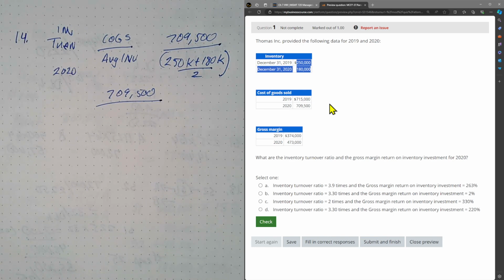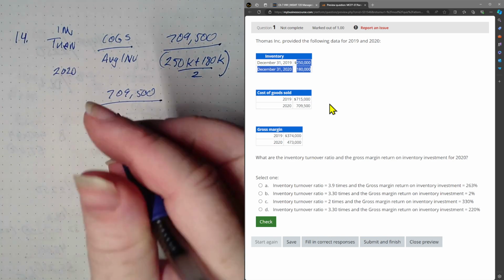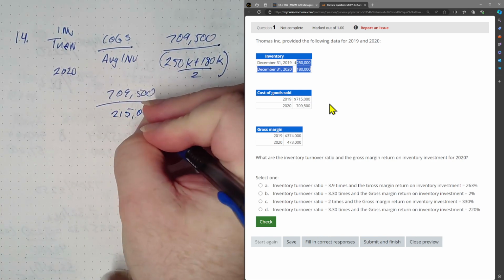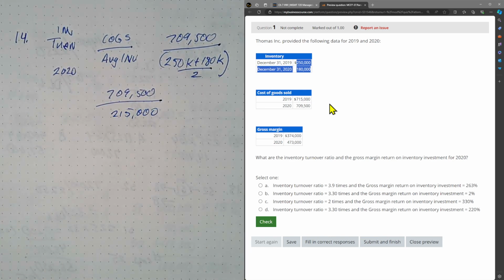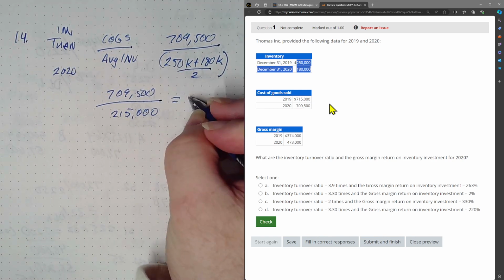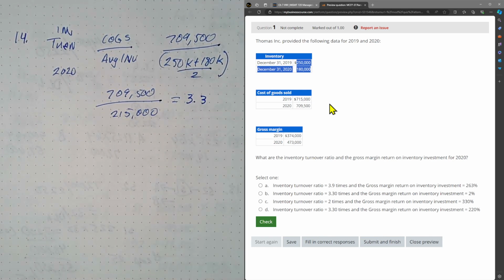Let me see. 250 plus 180 divided by 2. 215, yes. 215,000. So 709,500 divided by 215,000 equals 3.3. We turn over our inventory 3.3 times during the year.